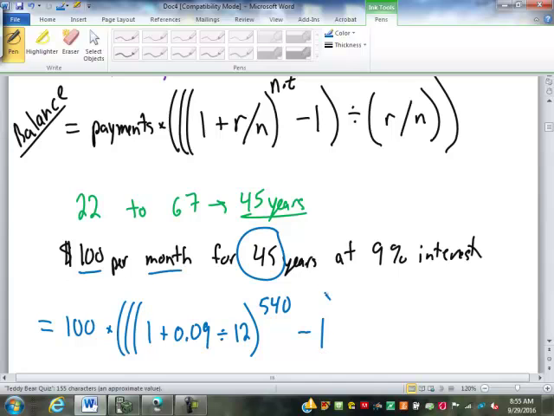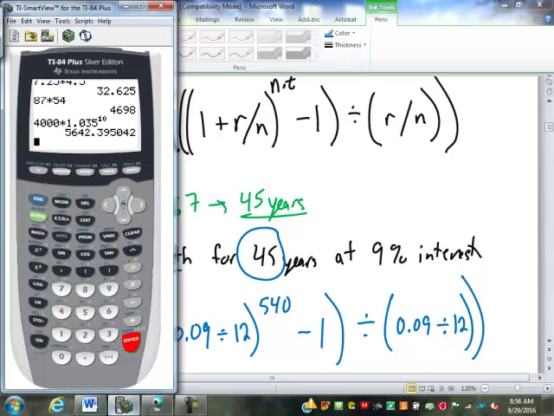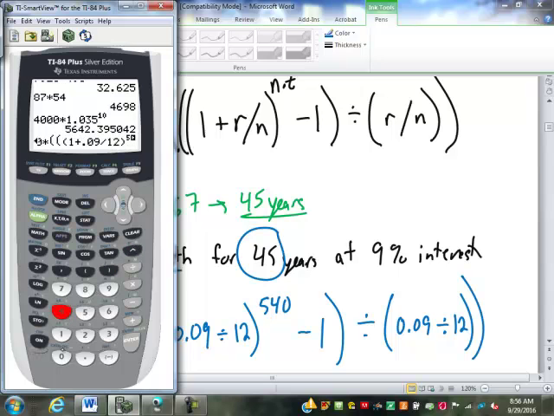Minus 1, close parentheses, divided by, open parentheses, 0.09 divided by 12, and then close and close. So let's punch this in the calculator. So 100 times 1, 2, 3, open parentheses, 1 plus 0.09 divided by 12, close parentheses, to the power of 540.